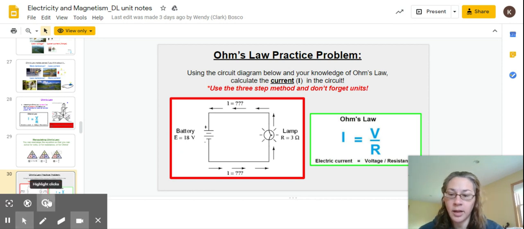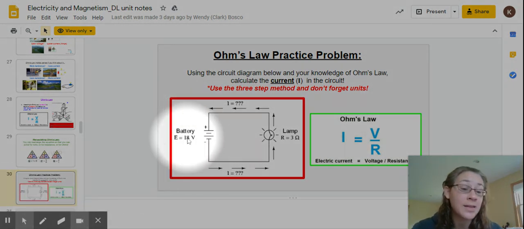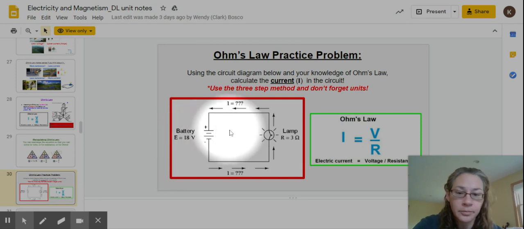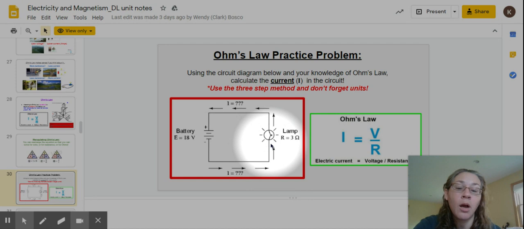So in this diagram, you can see, hold on, I will use my pointer. I want to highlight. There we go. You can see we have a battery that has 18 volts. We have an unknown current, and we have a lamp on it, a light bulb, and that has 3 ohms of resistance. So we identified our variables, our voltage, our current that we're looking for, and our resistance.